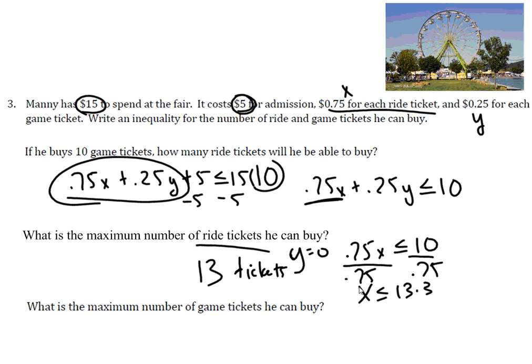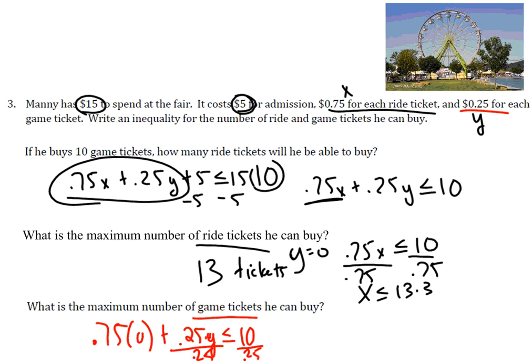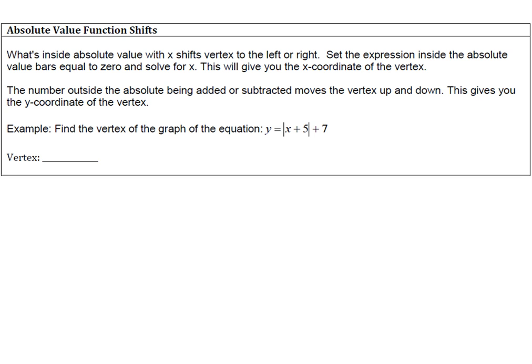So now flip it around. What's the maximum number of game tickets you can buy? Well, game tickets are 25 cents each, and that means he's not going to buy any ride tickets whatsoever. So it's going to be 0.75 times 0 plus 0.25y less than or equal to 10. So I'm basically dividing by 0.25 on both sides. So y is going to be less than or equal to 40. So we can buy 13 ride tickets, or you can buy 40 game tickets, or some combination thereof.